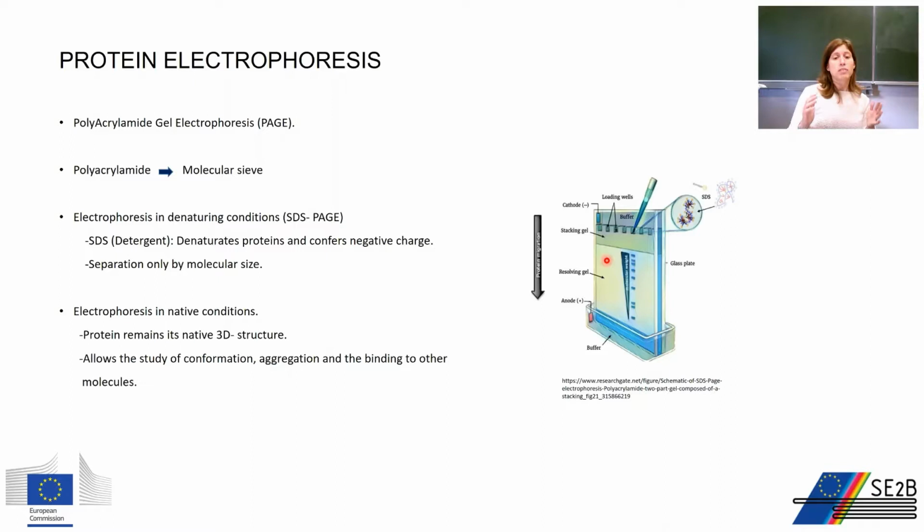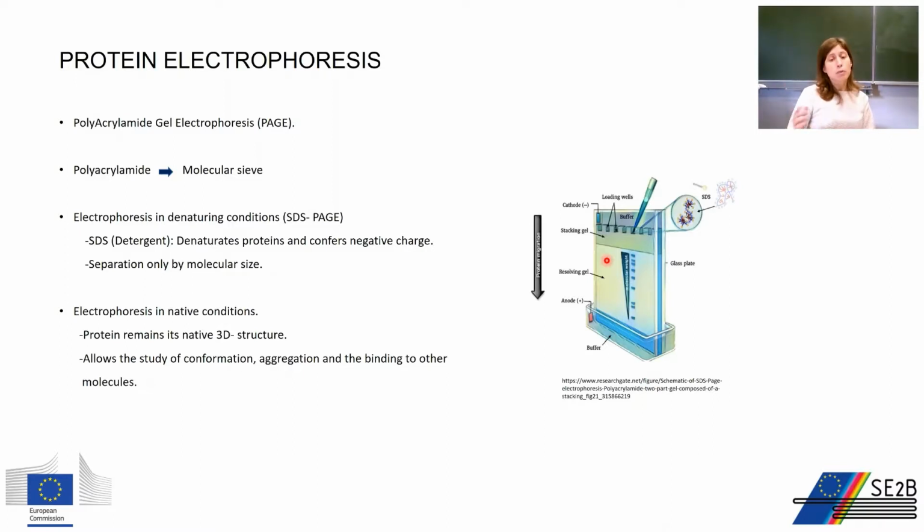So for protein electrophoresis, we use as a support polyacrylamide. That's why it's called polyacrylamide gel electrophoresis, or PAGE. Polyacrylamide acts as a molecular sieve, so proteins will be separated as well by their size.